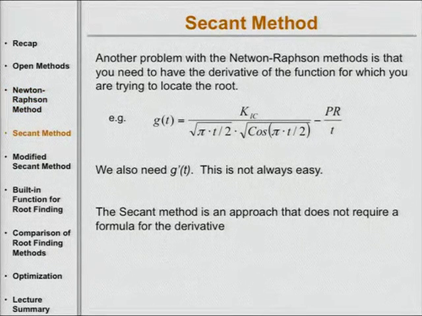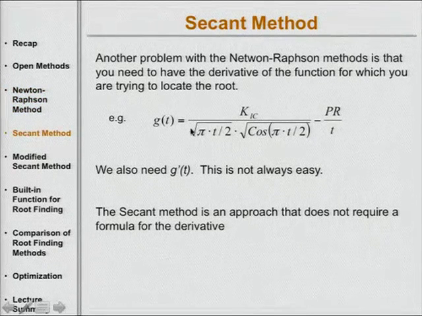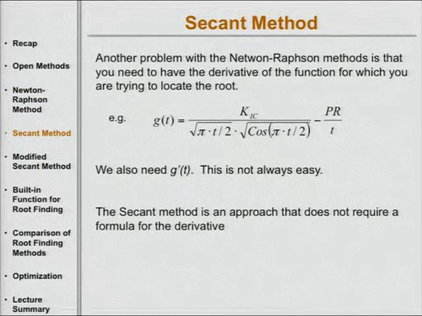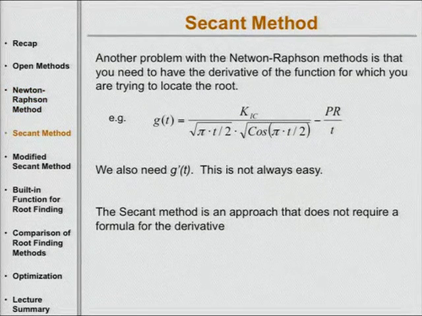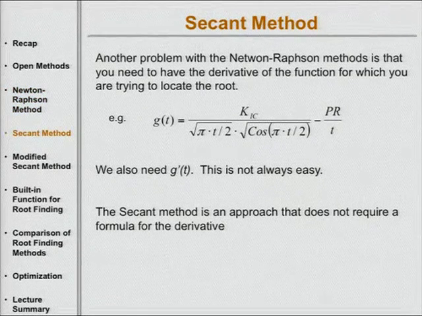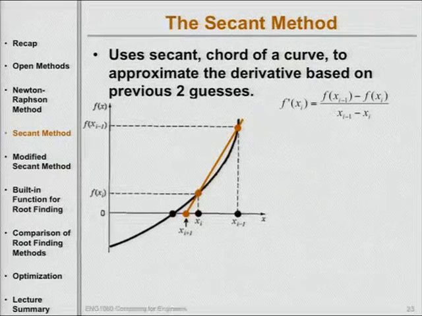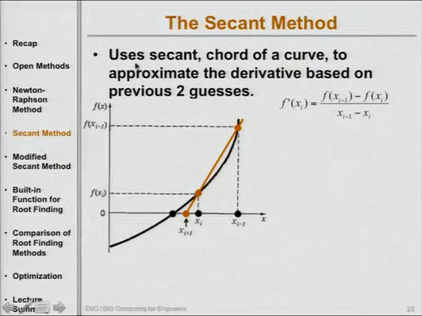Okay, no takers? We'll go on to the secant method. So if we don't have a function that allows us to understand what the derivative is, or to actually pass that derivative in, how are we going to approach this? So the secant method is one way of doing that.